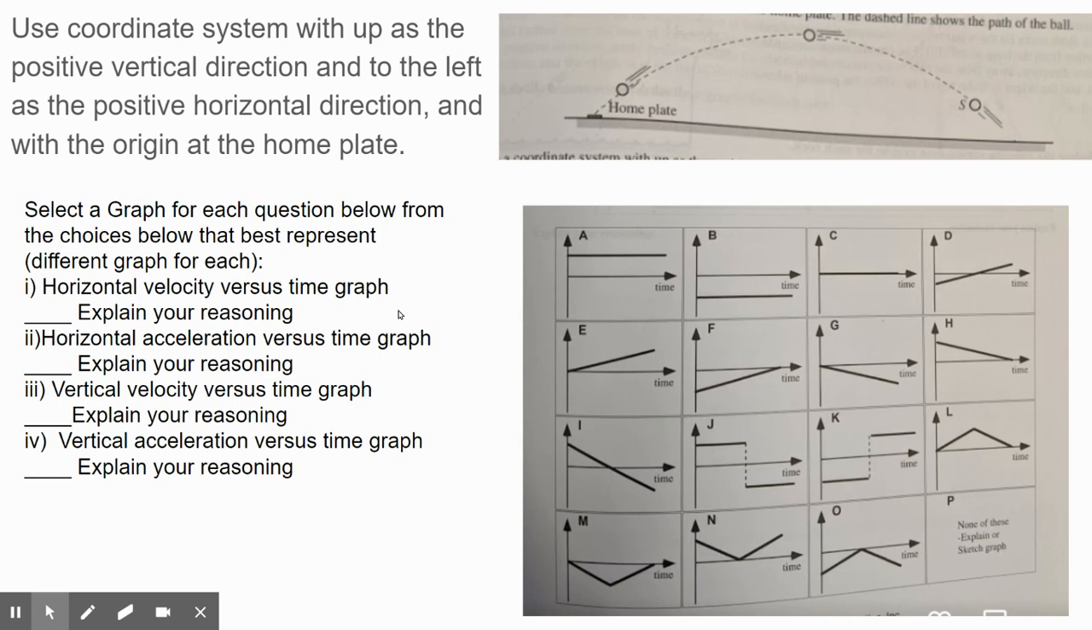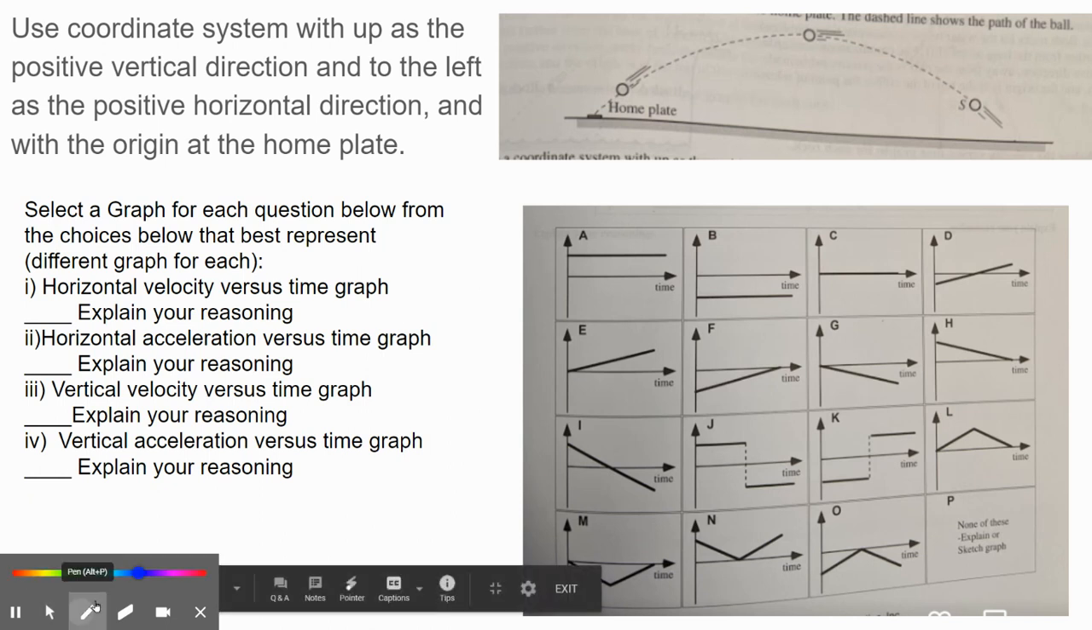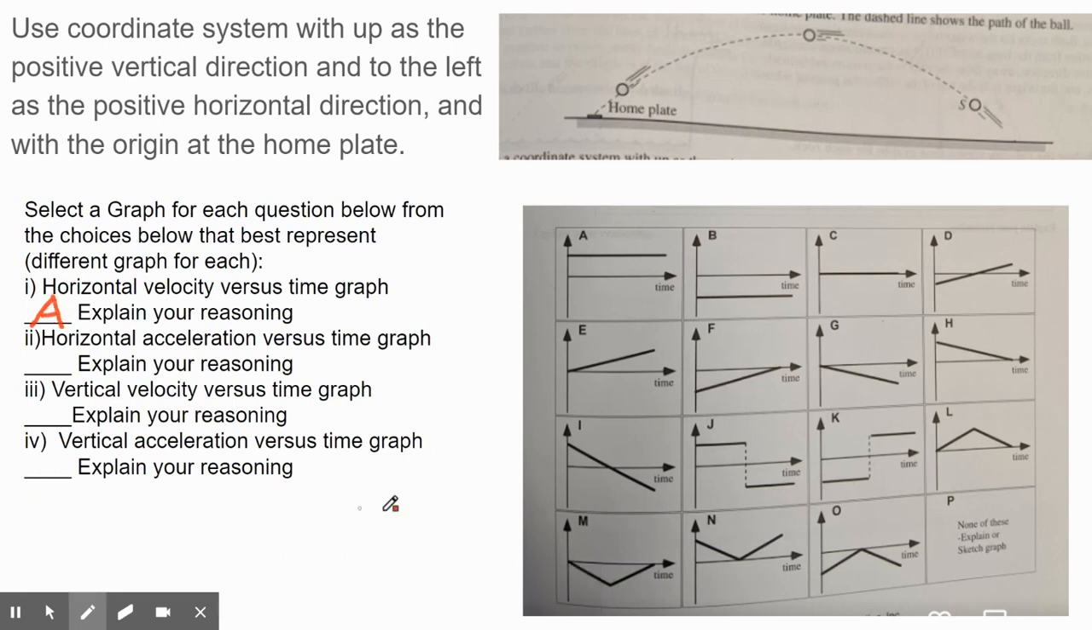Good. All right, cool. So you know that it's going in the positive direction because that's to the left in this example. And it's not speeding up or slowing down. Good. All right, number 2. So the correct answer for number 1 is A. So here, I'll write it here for you guys. A. All right. Number 2, horizontal acceleration versus time graph.